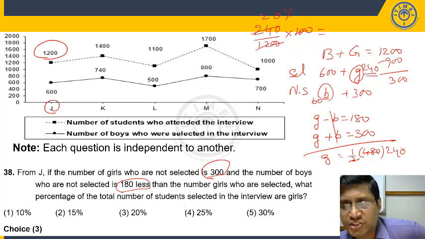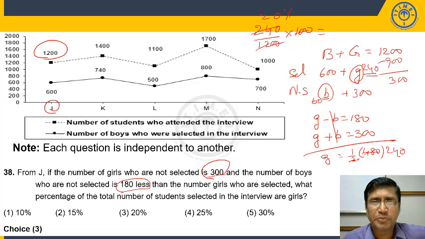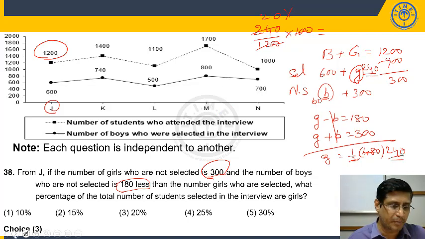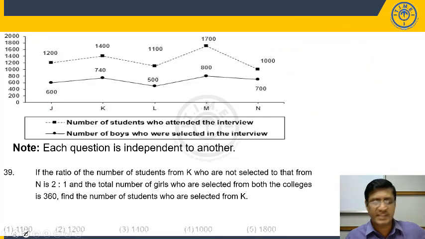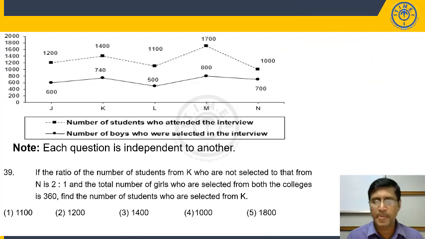Okay. So what is the discussion here? G minus B and G plus B are given. Now we can find the value of G. The value of G is 240 upon the total number we need to find. It is 20%. Option 3. Third choice is the right answer. Now look at the next example on your screen.